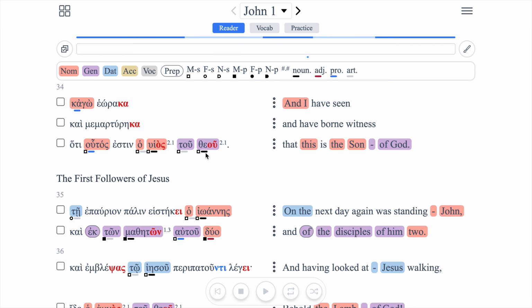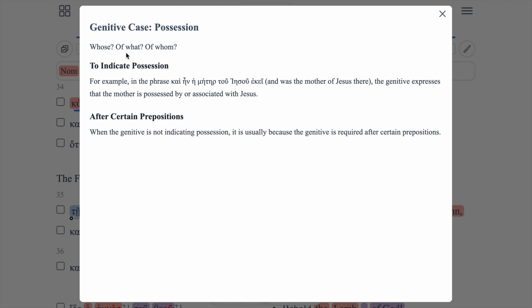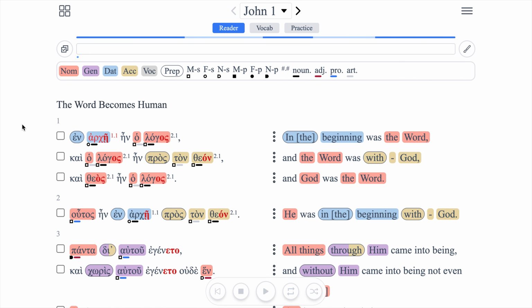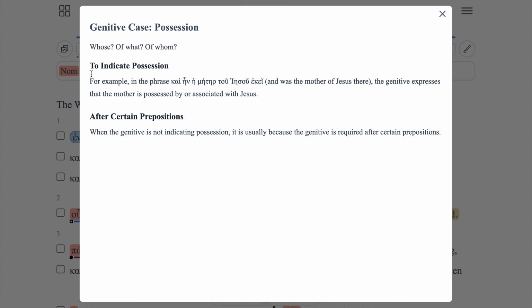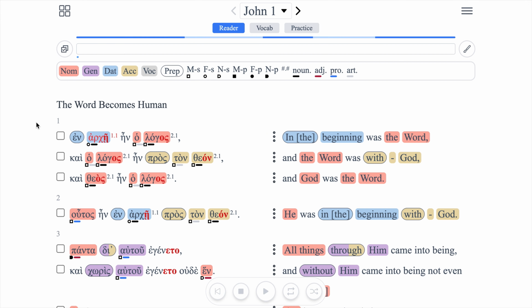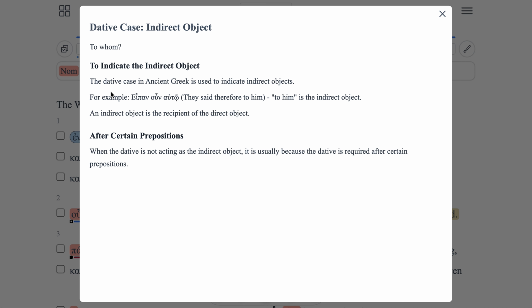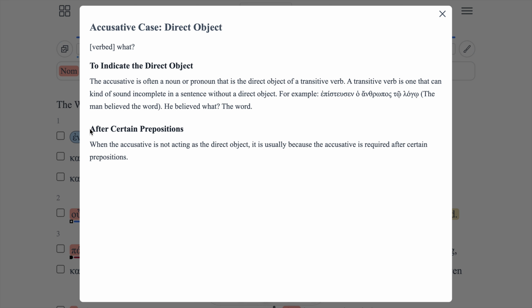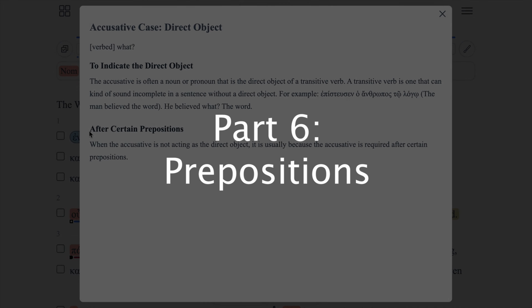Then we have tou theou, which is genitive because the genitive case answers the question whose, of what, or of whom. And here we want to say of God. Let's look again at our cases in the key. If we click on genitive case, we'll see that it's used to indicate possession, but it's also used after certain prepositions. If we look at the dative, it represents the indirect object, but it's also used after certain prepositions. And of course, the accusative case is used when you need a direct object, but also after certain prepositions.